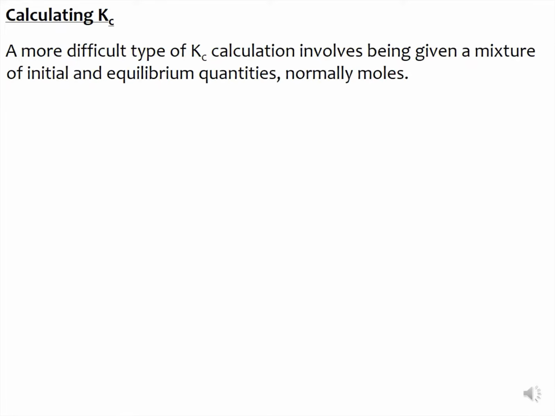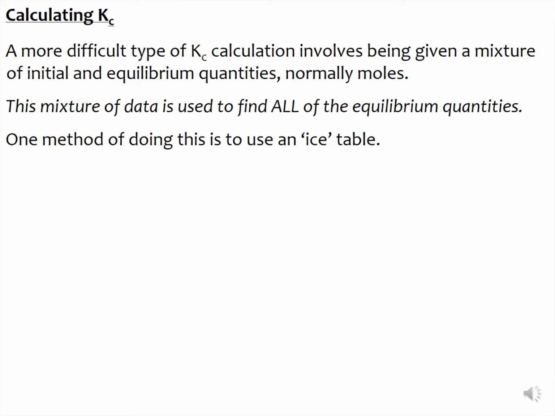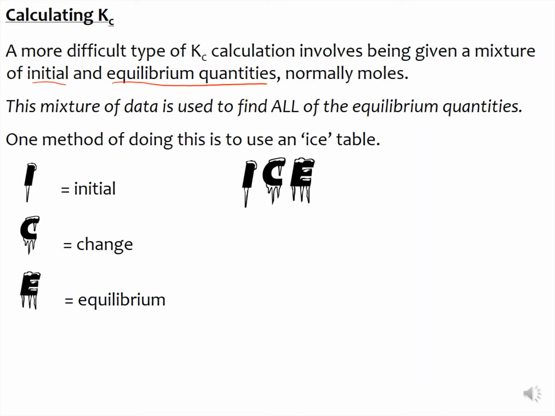A more difficult type of Kc calculation involves being given a mixture of initial and equilibrium quantities, almost always normally moles. This mixture of data, the initial and equilibrium quantities, is used to find all of the equilibrium quantities. And one method of doing this is to use something called an ICE table. And I'm going to go through showing you how to use the ICE table, but just to introduce this to you to begin with. This is just a method of working. This is not something that's absolutely expected of you in the exam, but it is the most common way of calculating these. So ICE, it's just a way of remembering initial, change, and equilibrium.